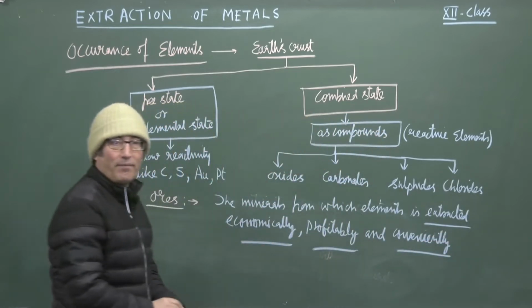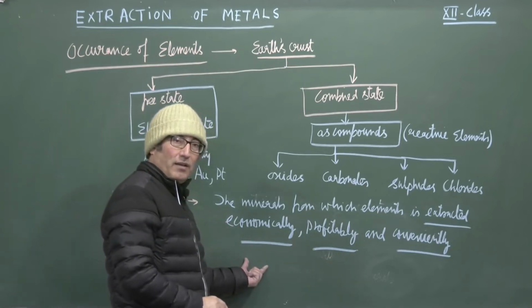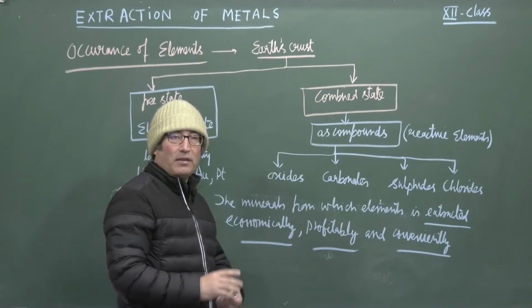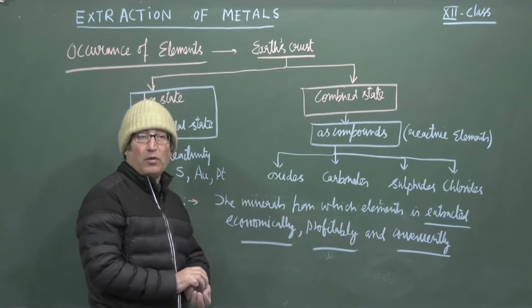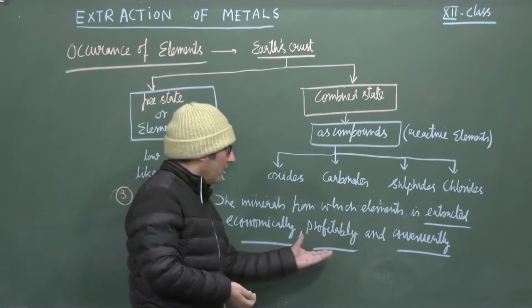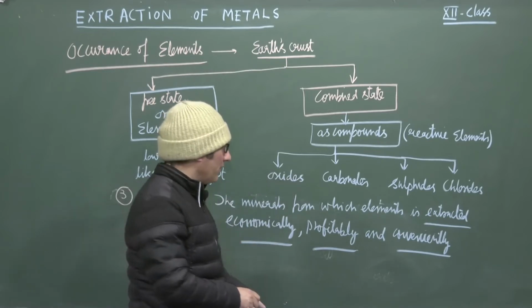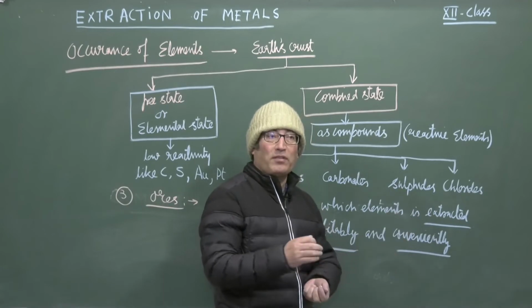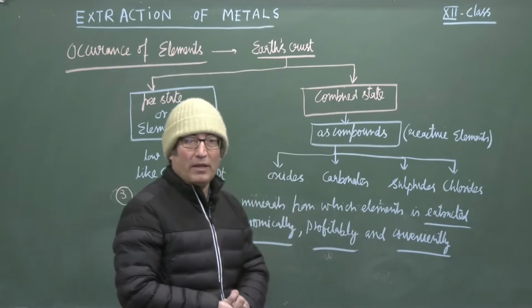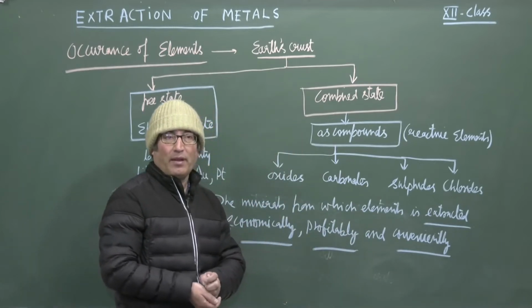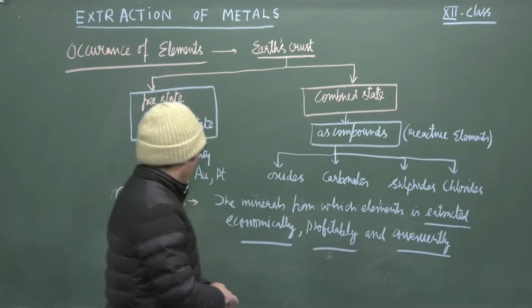So these are the criteria. The mineral from which an element is extracted economically, that means the method used for extracting the element from it, must be cost effective. Second, it must give you a large yield of the metal so that the extraction becomes profitable. And conveniently, the process used for extracting the element from the mineral must be simple.